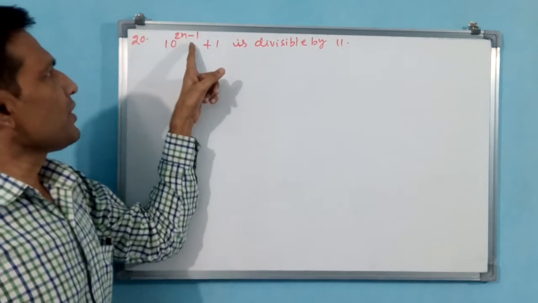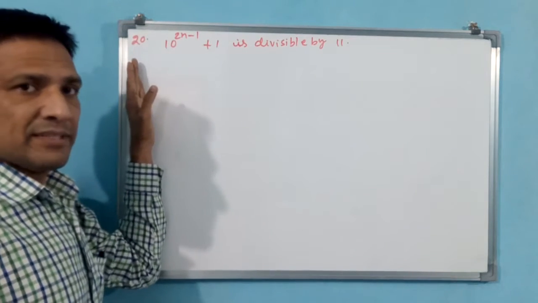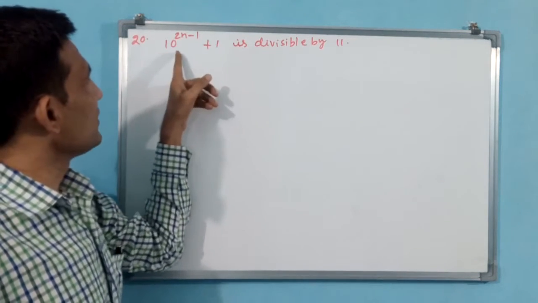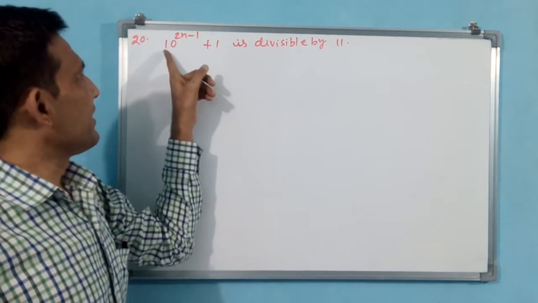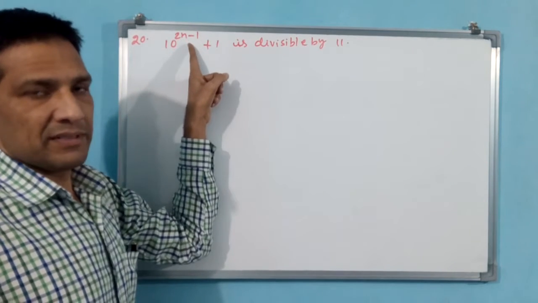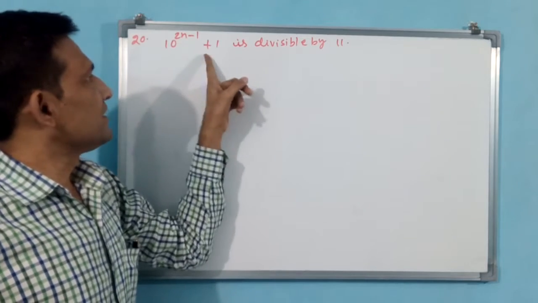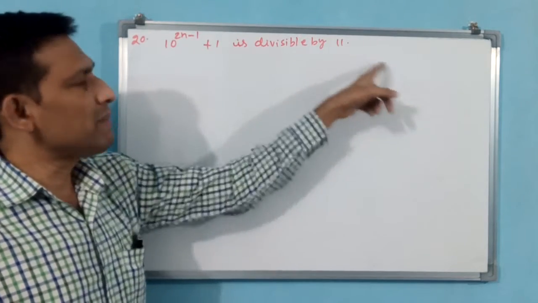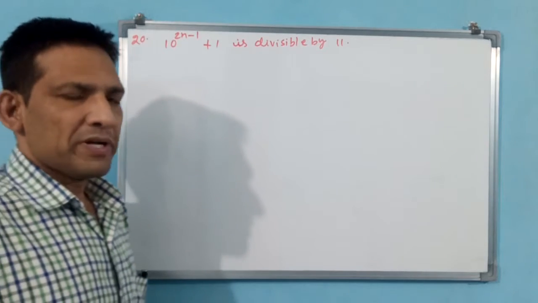10 to the power of 2n minus 1 plus 1. This 1 you can write this side also if you get any confusion. Why? Because this 1 is at base level. 10 is at base level, 1 is at base level. But 2n minus 1 is at power level, exponential power. Okay. This entire expression is divisible by 11. You have to show, prove. Okay, we will prove it.